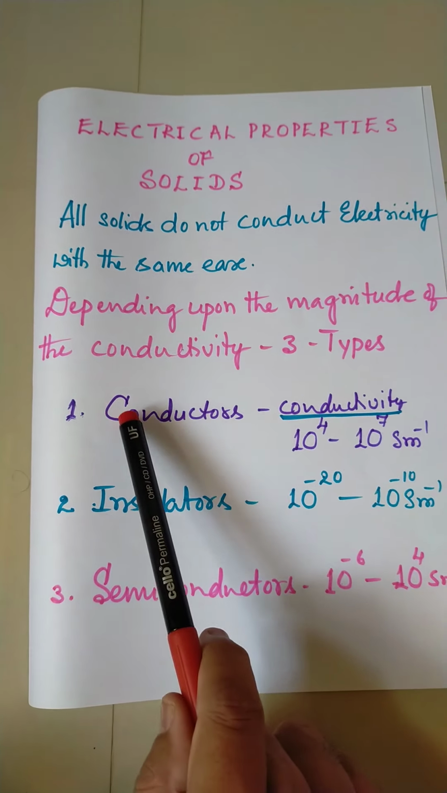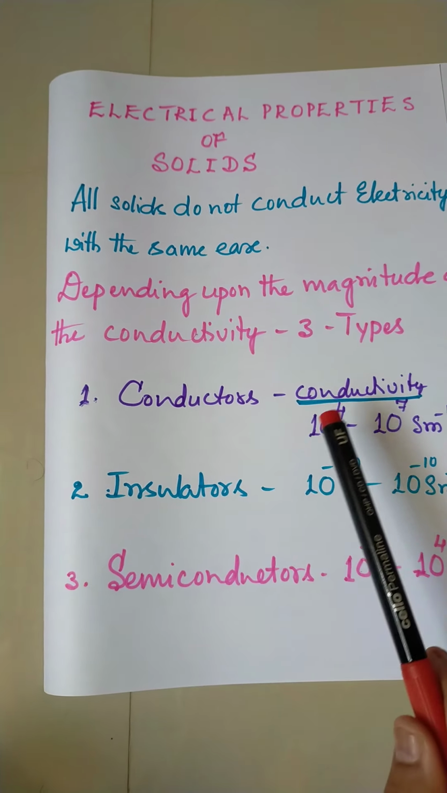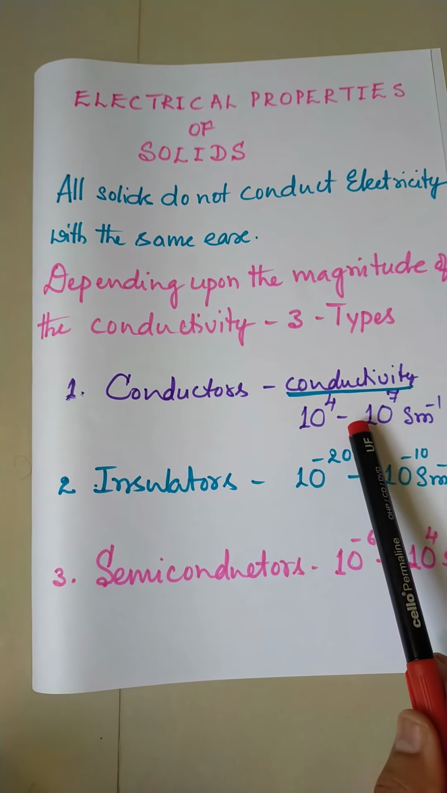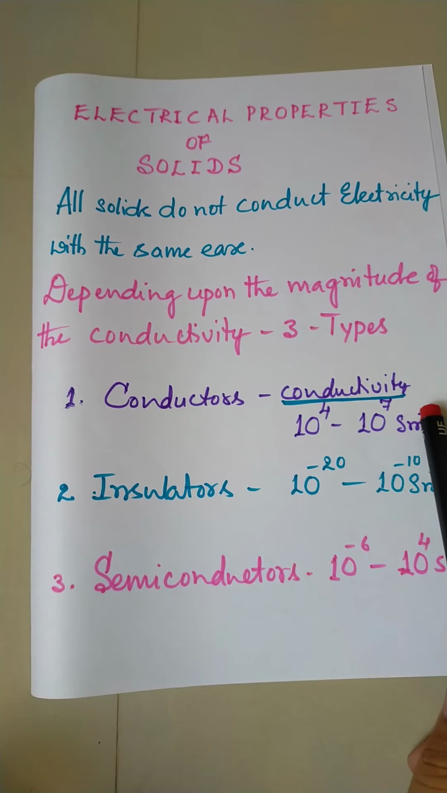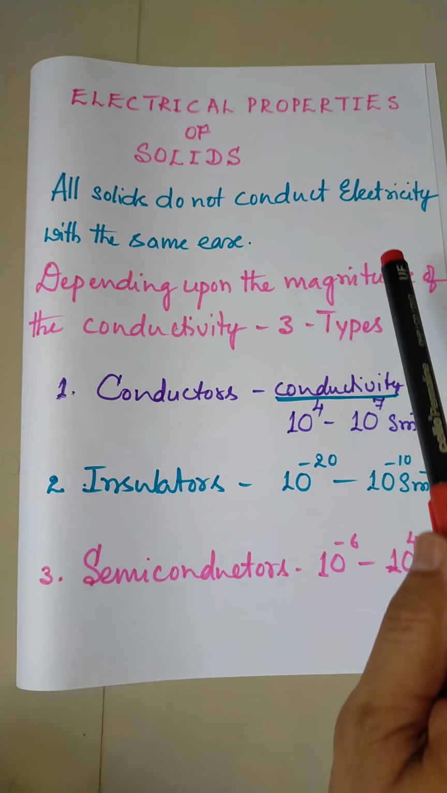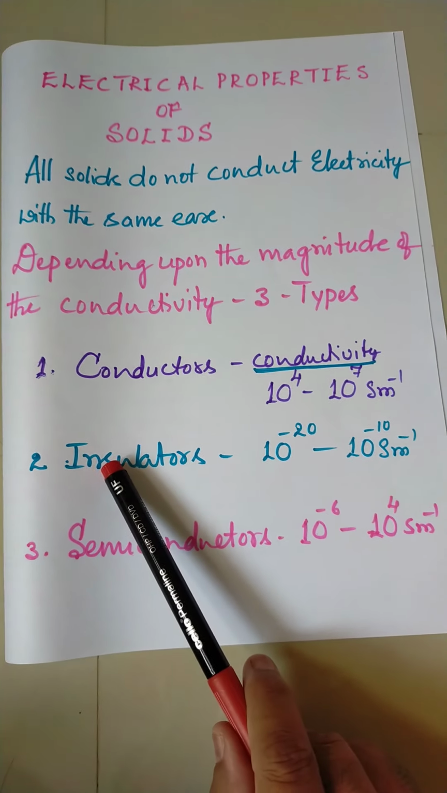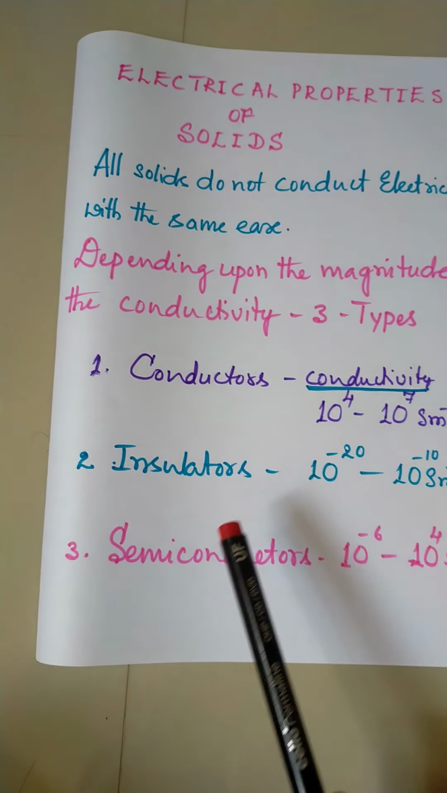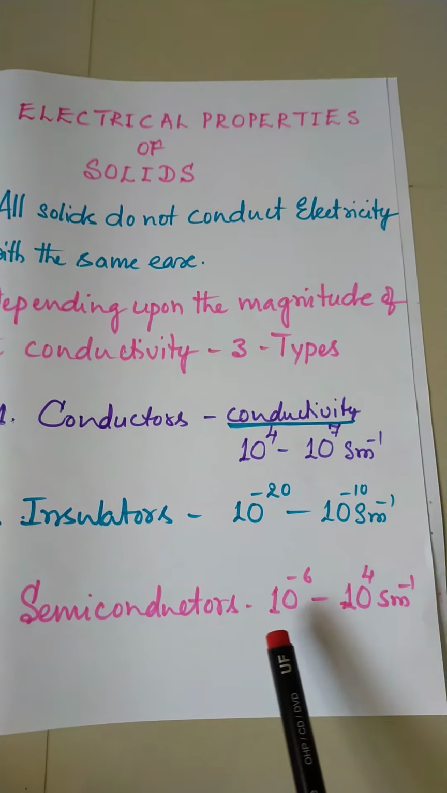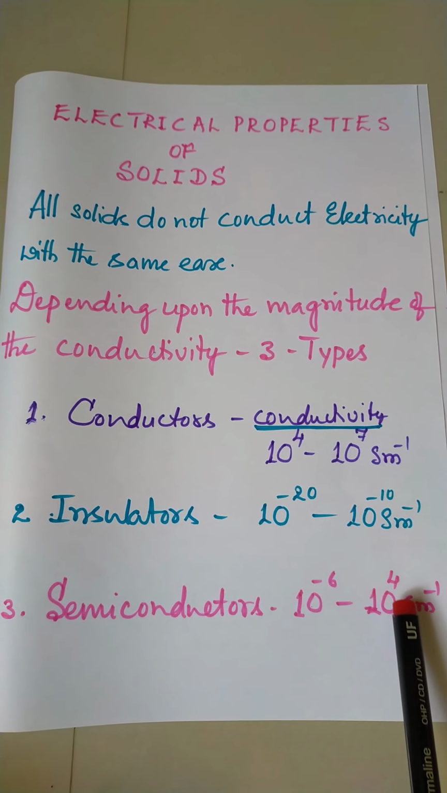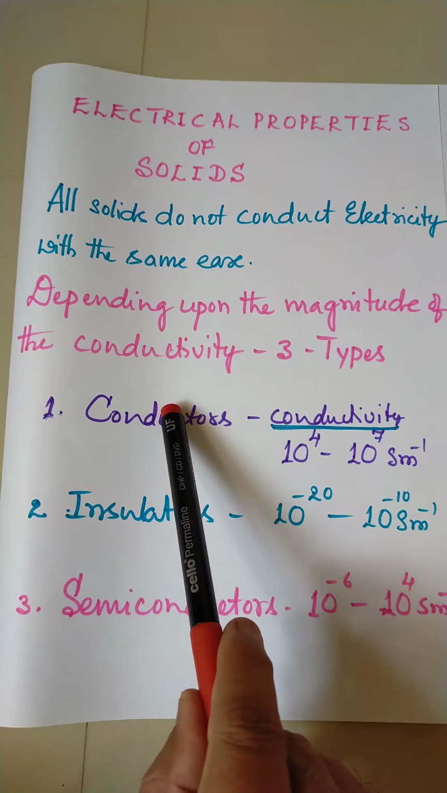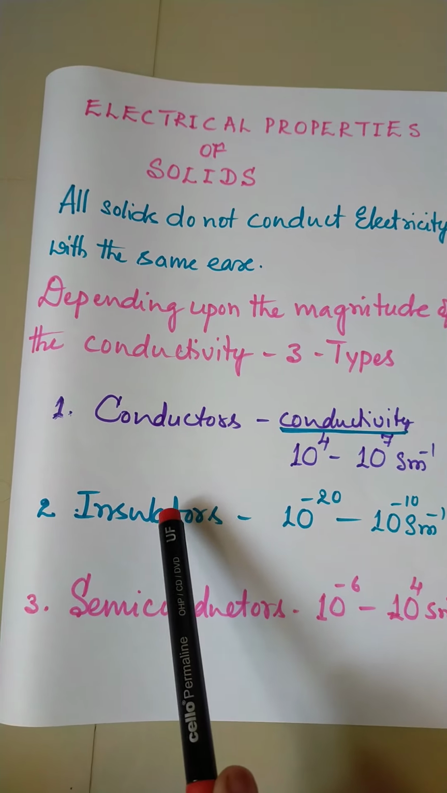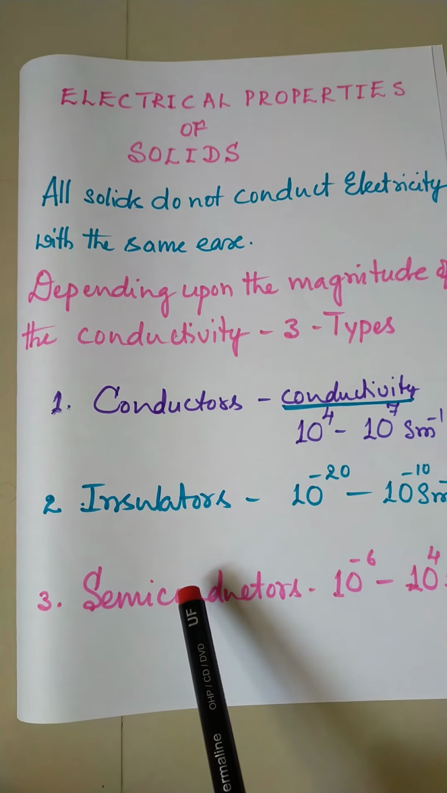First one is conductors. For conductors, the conductivity is 10 to the power of 4 to 10 to the power of 7 Siemens inverse. Siemens is the unit of the magnitude of conductivity. Then insulators: 10 to the power of minus 20 to 10 to the power of minus 10 Siemens inverse. Same with semiconductors: here it is 10 to the power of minus 6 to 10 to the power of 4 Siemens inverse.